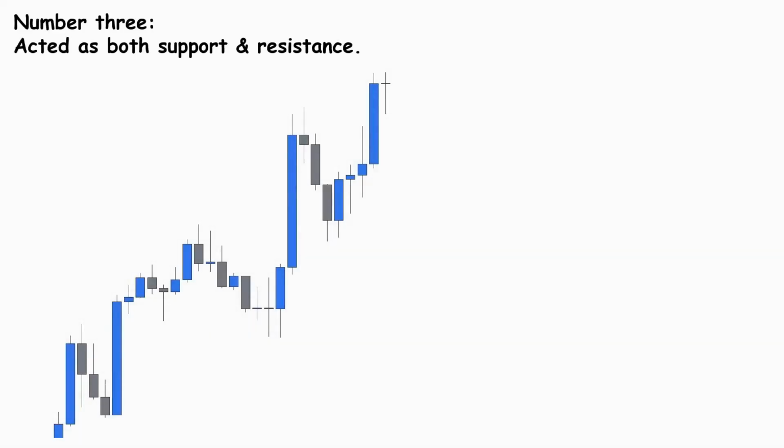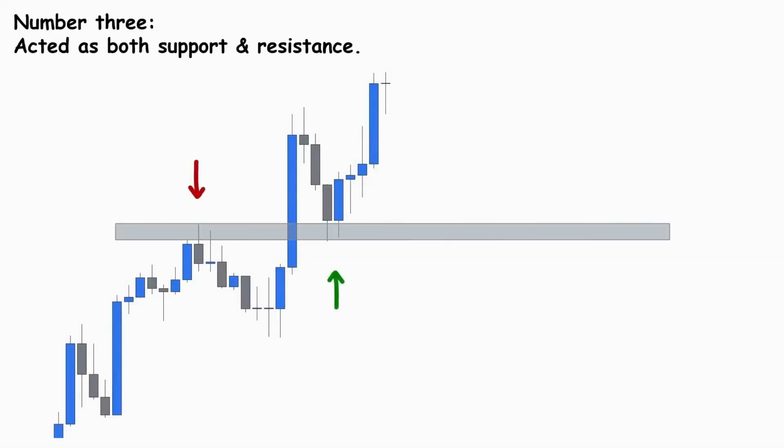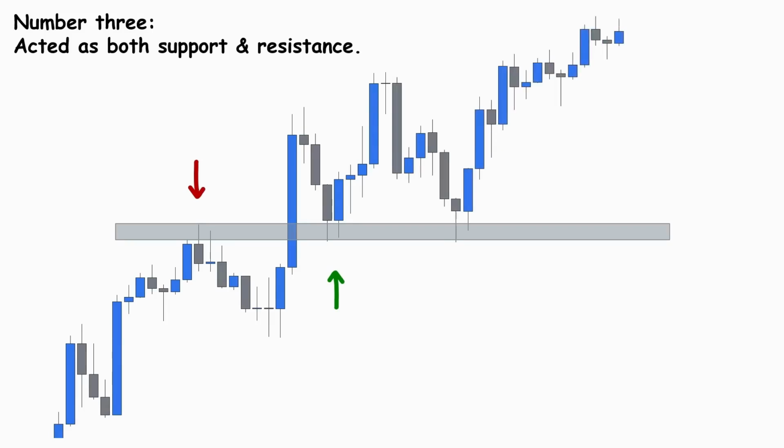Number 3. Acted as both support and resistance. If a level of market structure has acted as both support and resistance previously, it increases the probability for the price to reject this level again. After marking these optimal trading zones on the chart, we wait for the price to enter these areas and drop down to the 1-minute chart to look for confirmation and entry.